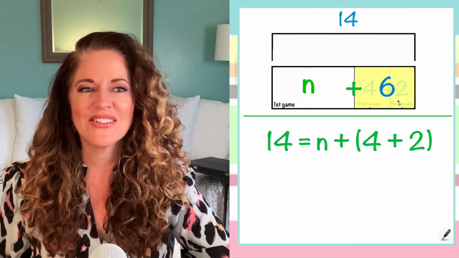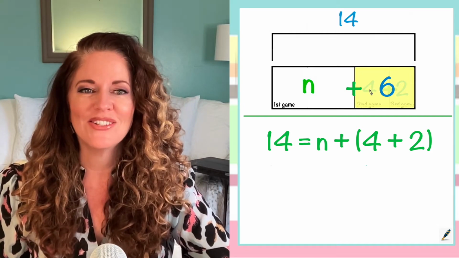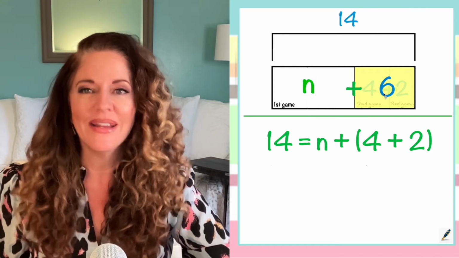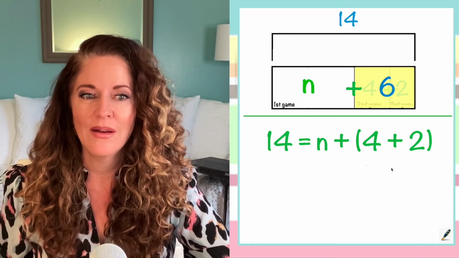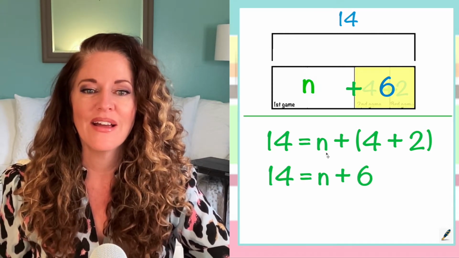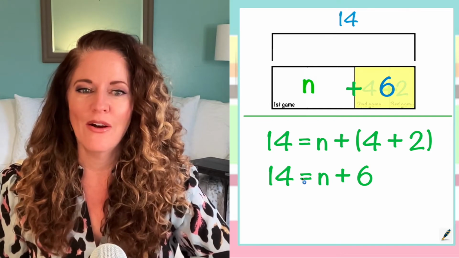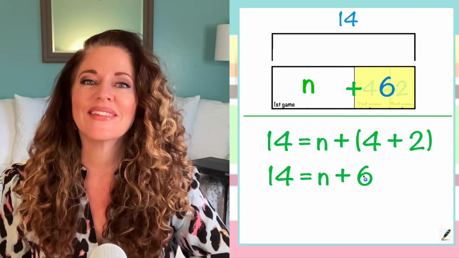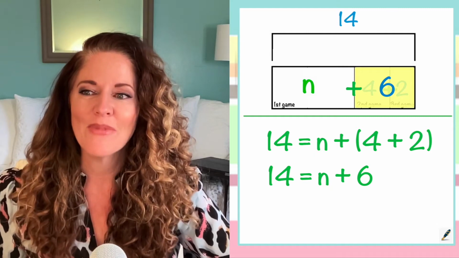And you can see how I've just kind of revised my model to show you what we've actually done is combine those 2 parts that we knew. And that's that first step right there. And we now have a new equation of 14 equals n plus 6. Now I'm ready to solve.